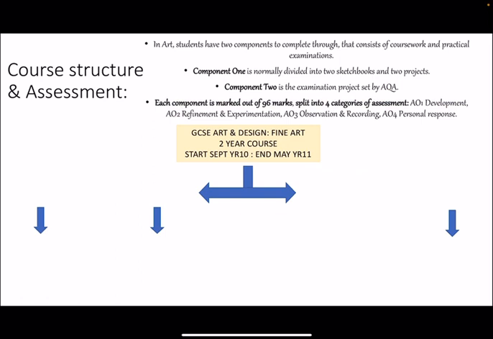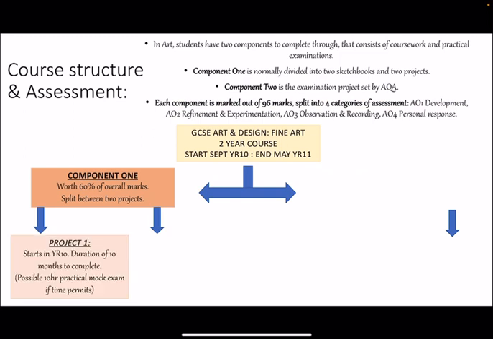So their GCSE art and design course would be a fine art GCSE. It's a 2-year course. It starts in September of Year 10 and it ends in May of Year 11. So component 1 is worth 60% of the overall marks. So again, split between the two projects. So project 1 is what they will start in Year 10.